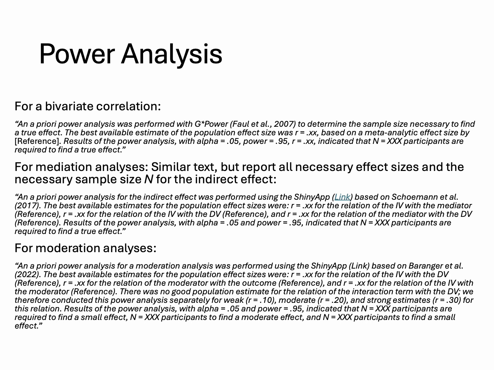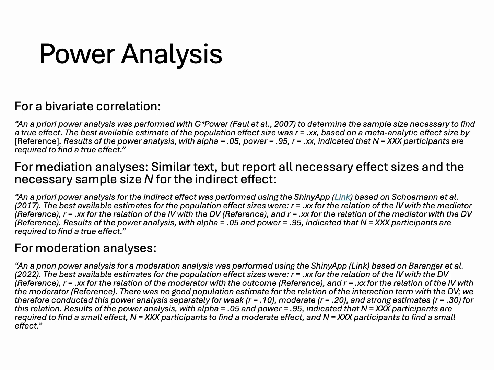You need to report the population effect size estimate or estimates that you use. For the correlation, it's just one, and for mediation and moderation, it's multiple ones. That also needs to be accompanied by a reference. So if you used an effect size estimate from a meta-analysis or a prior empirical study, you need to report where that effect size comes from.